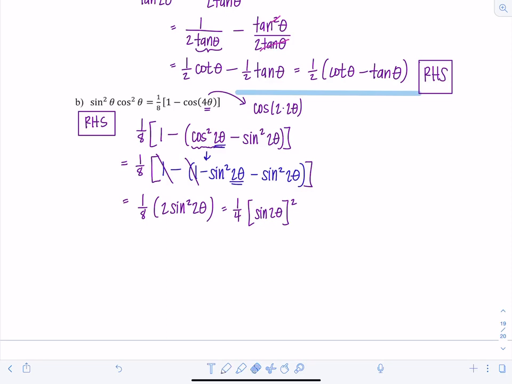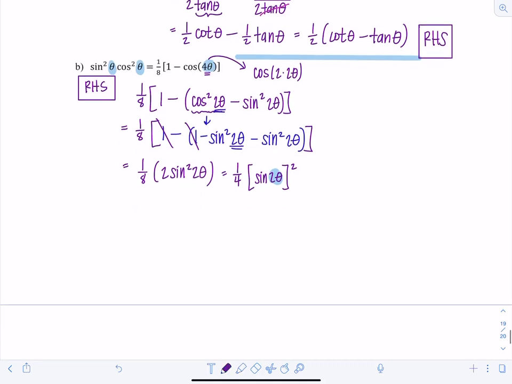And I feel good about where I'm going because look, the arguments here are just theta and theta. So I've worked my way down. We had a 4 theta, now I only have 2 theta. Now I'm going to use a double angle again so I can get everything to just be in terms of theta. So we have 1/4. Remember the sine double angle formula? It's going to be 2 sine theta cosine theta squared.